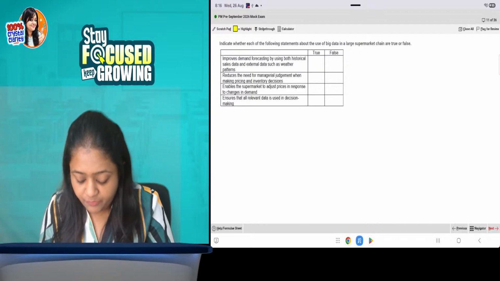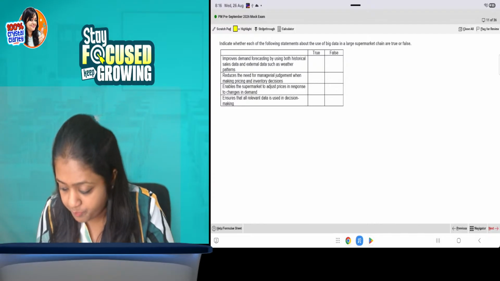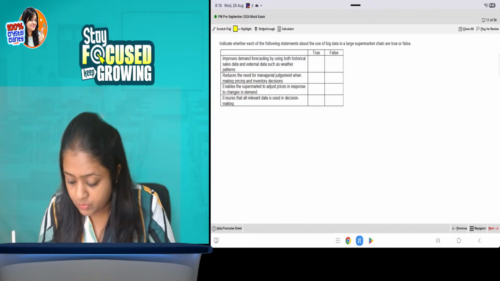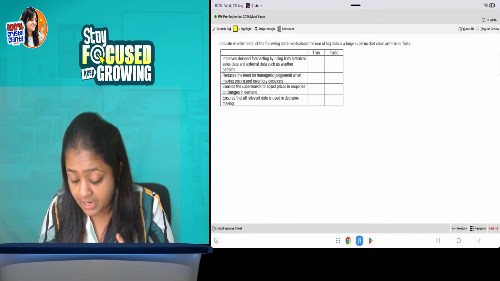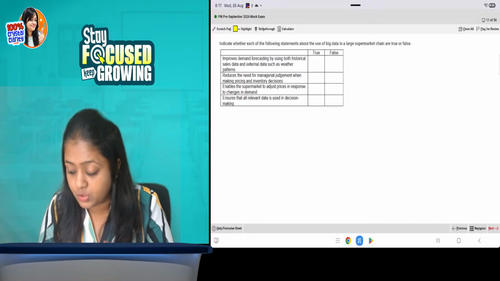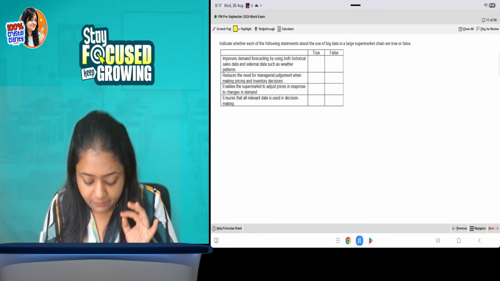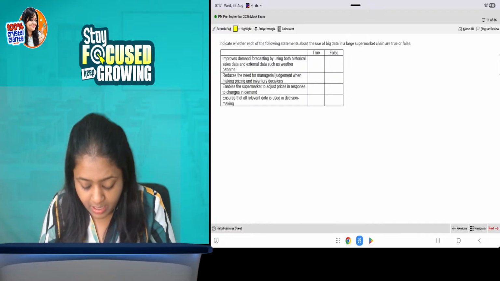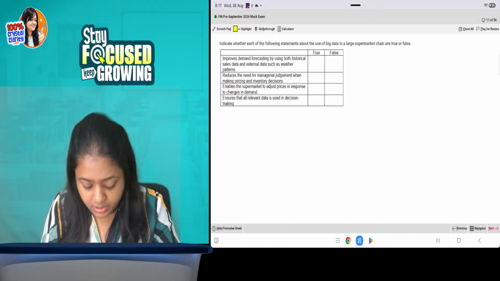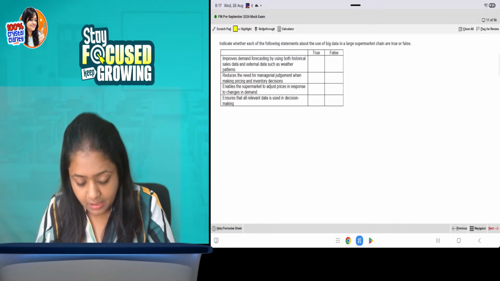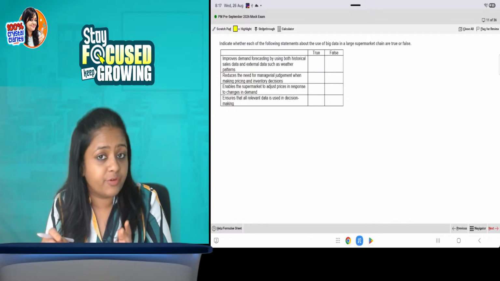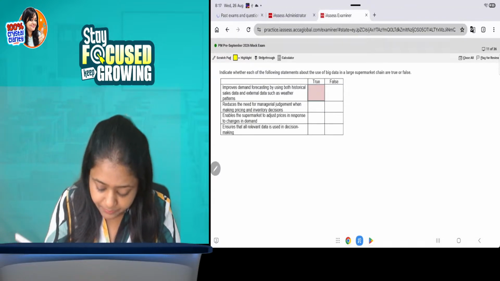Indicate whether each of the following statements about the use of big data are correct or incorrect in a large supermarket. First, big data will improve demand forecasting by using both historical data as well as external data. Yes, big data uses every data, so this is correct.